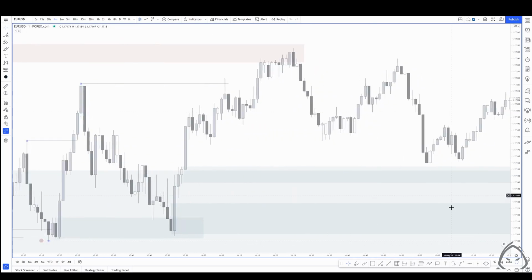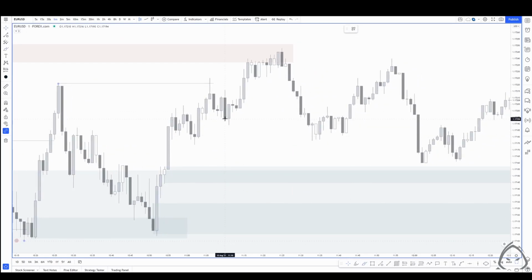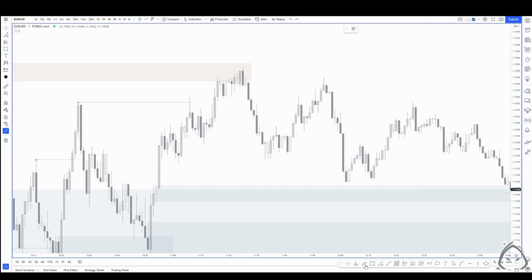And that's why, if we just zoom in and look to the right of this wick, we do get a small reaction, but then an eventual fail in price action. And now we can move on to this supply zone.